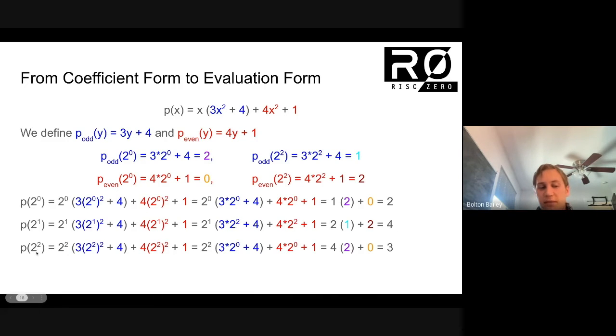We can then do the same thing for 2 squared. 2 squared squared is 2 to the 4th. And 2 to the 4th is really just the 0, right? If I take 2 to the 4th, that's 16, and 16 mod 5 is 1. So that's basically the same as 2 to the 0.